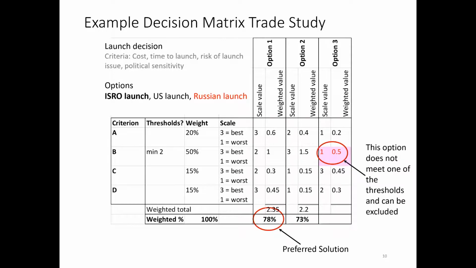Now, what we find, if we look at this, is the Russian launch actually doesn't meet one of our criteria. So based on our minimum criterion, or maximum criterion, it might be that we can exclude one of our options before we even do our trade. And then when we take our weighted value for the other 2, we come up with a preferred solution.